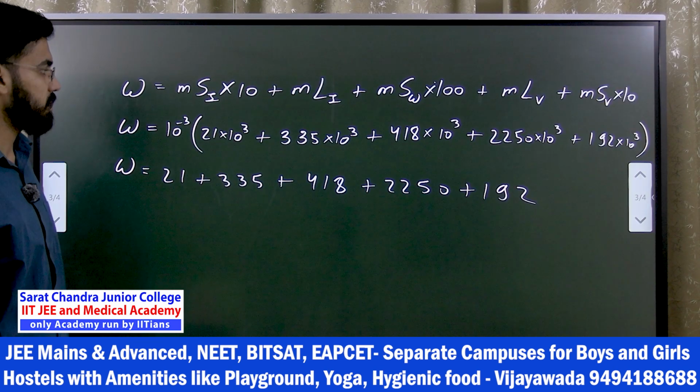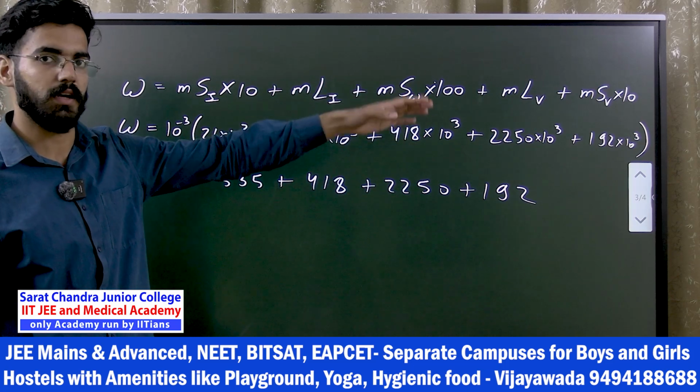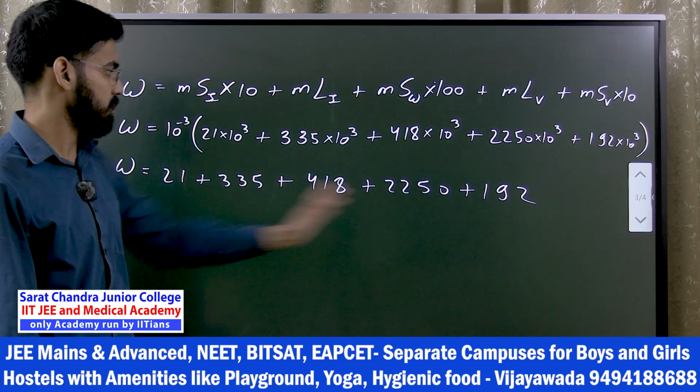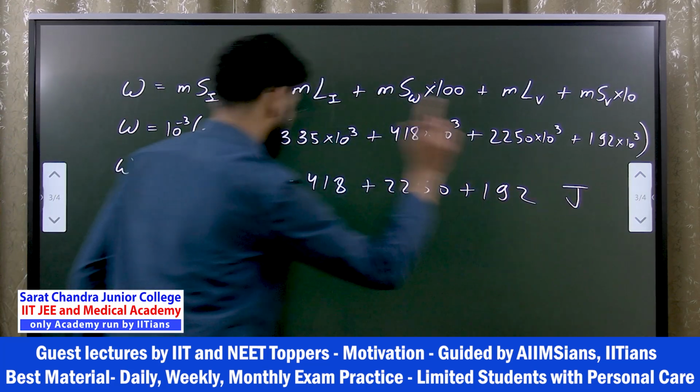This is how I made my calculation easy, otherwise 10 to the power 3 would run everywhere. You don't have to take it; this is the easier calculation. This will come in joules only. This you have to check.